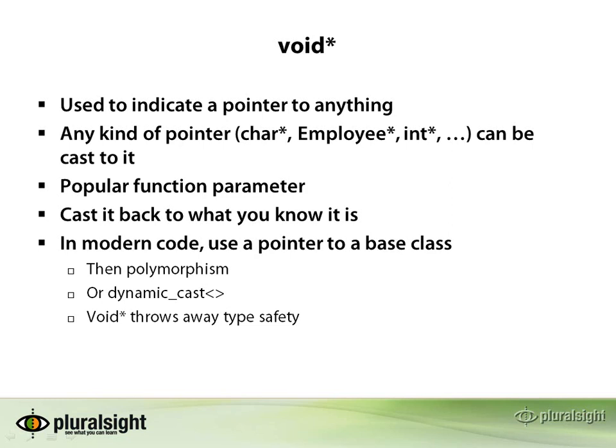The problem with void pointer is it just takes type safety, which is one of the best parts of C++, and throws it away and says, who cares? It's all just ones and zeros. I'll figure out what it is. And that's what we like to sometimes call enough rope to blow your foot off, to mix metaphors.